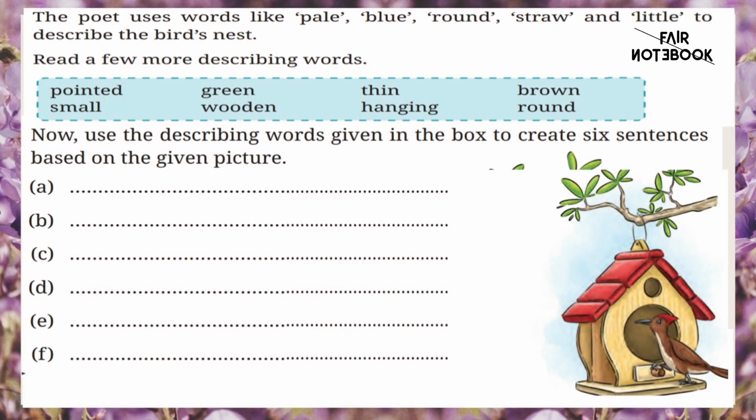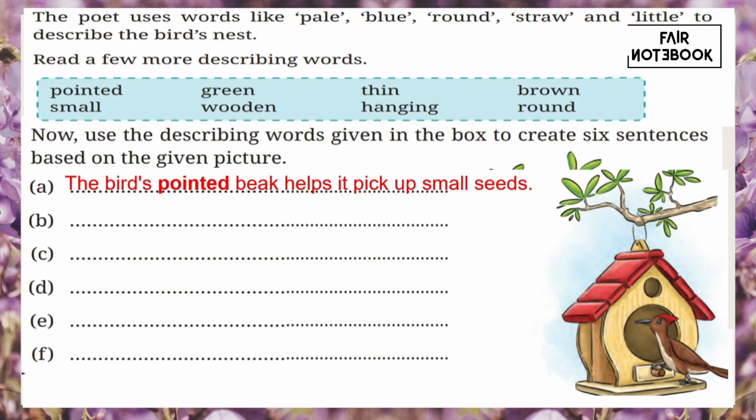The poet uses the words pale, blue, round, straw and little to describe the bird's nest. Read a few more describing words: pointed, green, thin, brown, small, wooden, hanging, round. Now use the describing words given in a box to create 6 sentences based on the given pictures.